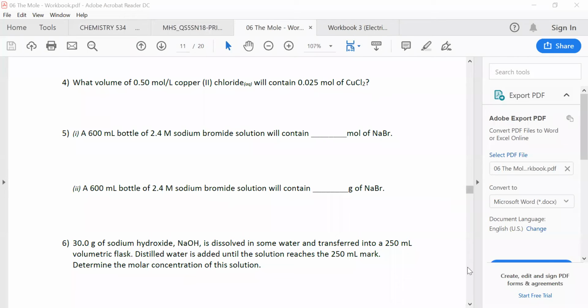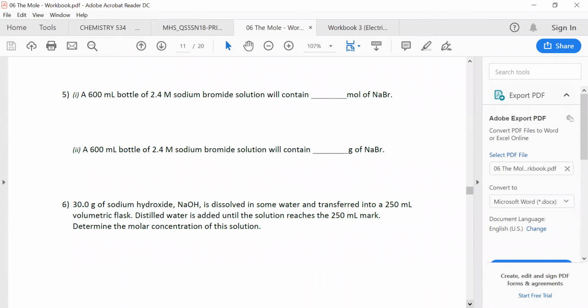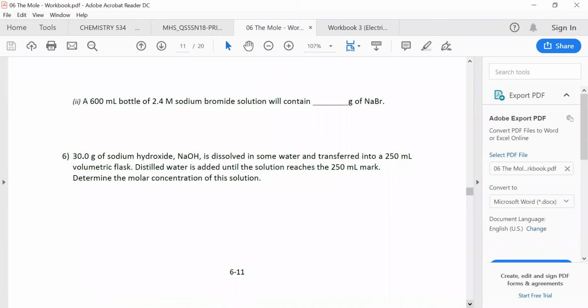Now, let's scroll down a little bit here, and we're going to go on to question 6. Question 6 seemingly is a lengthier question simply because of the wording, but in reality, they're just asking you to find molar concentration, but they don't give you the number of moles of sodium hydroxide. They just simply give you the amount of mass. So in this case, I know I have 30.0 grams. I don't know how many moles that represents, but I do know the molar mass for NaOH is 40 grams per mole.